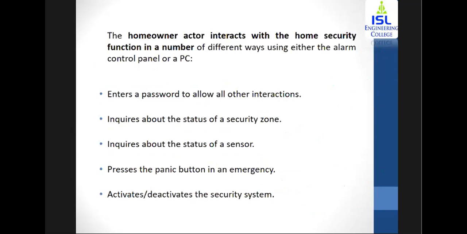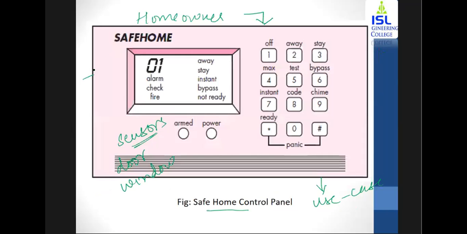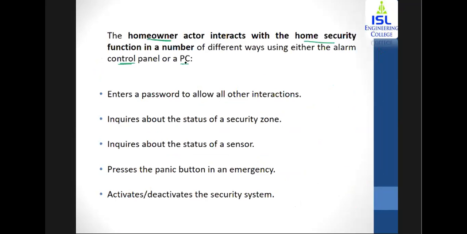Now, what are the different steps that are going to happen when the homeowner is accessing the safe home security system? The first actor is the homeowner. He is going to interact with the home security function in a number of different ways, using either the alarm control panel or the PC. That is, he can directly make changes within the control panel, that is this particular device, or he can access it by making use of his computer or laptop.